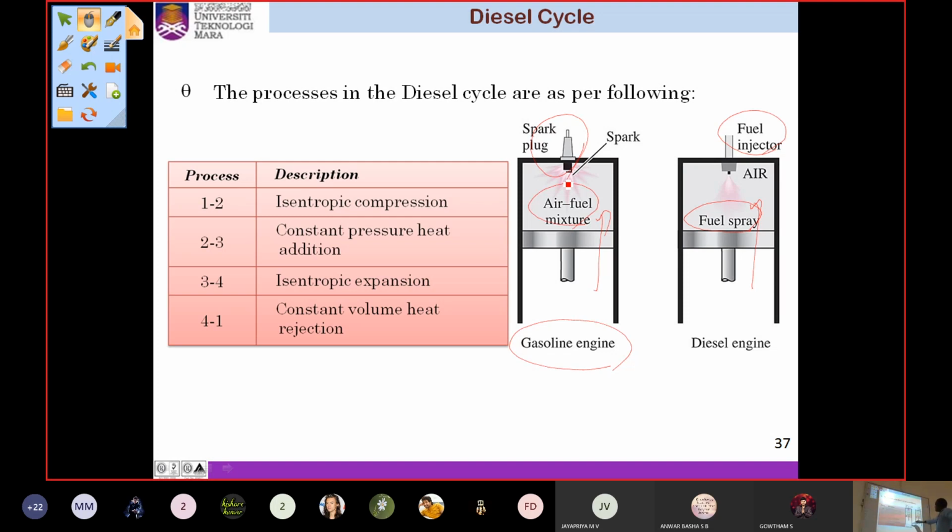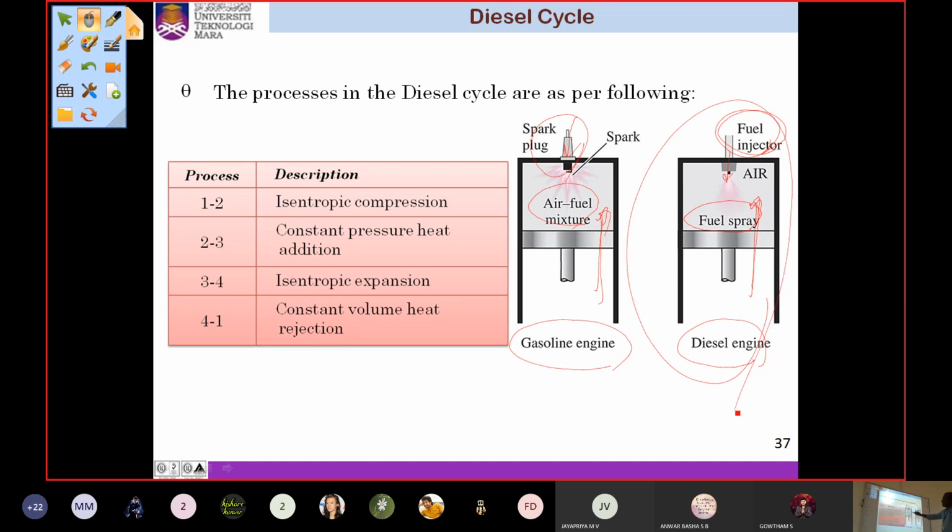Right. So in the case of the Otto cycle, the air-fuel mixture gets compressed, then a spark is initiated by the use of a spark plug to get combustion. Then in the case of the diesel engine, air gets compressed, then fuel is injected to get the ignition, to get the expansion, right?